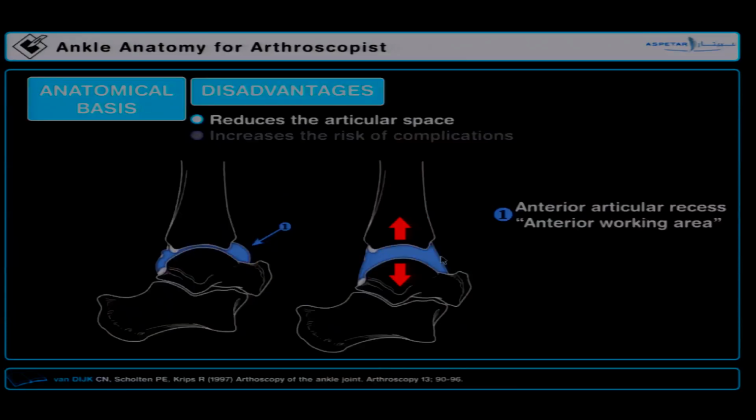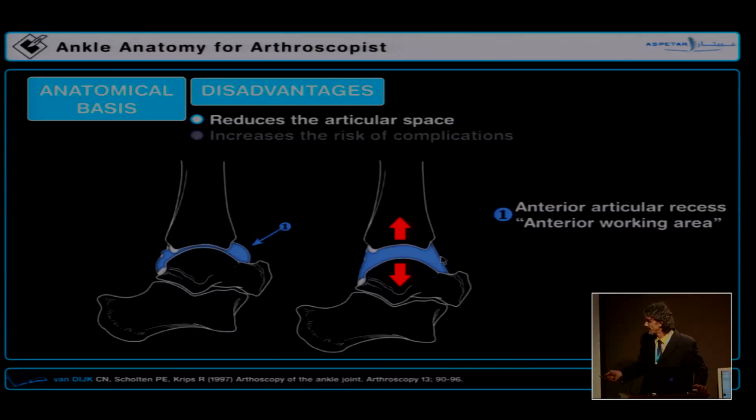The anterior capsular insertion in the tibia and talus occurs at a distance from the cartilaginous layer. This particularity determines the existence of a substantial anterior capsular recess. The size of this area depends on the position of the foot. When distraction is used, the tension of the articular capsule increases, reducing this anterior articular recess, or anterior working area, according to Professor Van Dijk.